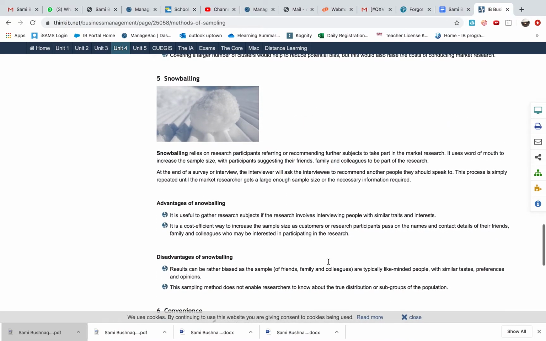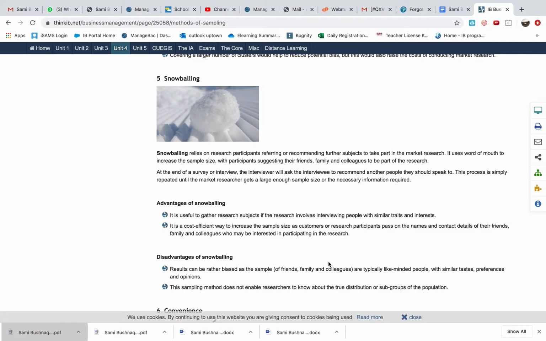Finally, we have snowballing. Sorry, not finally. There's still more after this, but snowballing relies on research participants referring or recommending other subjects to take part. So it's pretty much using word of mouth with participants suggesting their friends, family, colleagues. So it's like, oh, my friend is really interested in motorcycles. Why don't you also interview him?